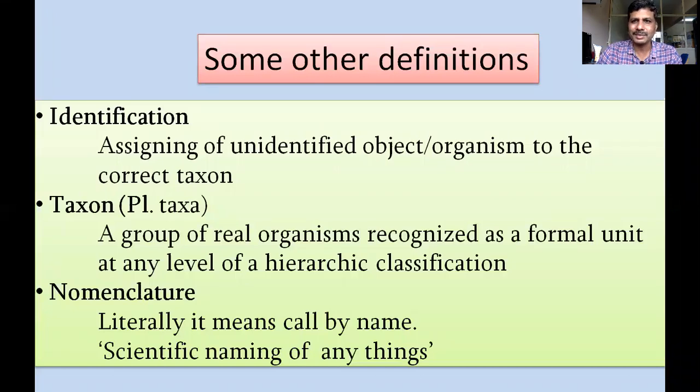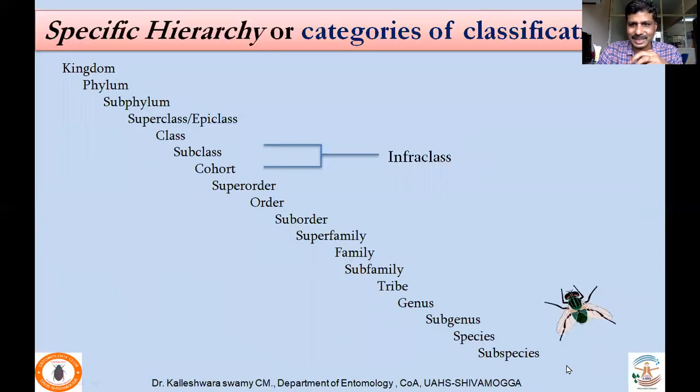So we'll look at the other definitions, which are also very important when you are talking about taxonomy. Identification: assigning an unidentified object or organism, the specimen which you have collected, to the correct taxon. So taxon means a group of real organisms recognized as a formal unit at any level of hierarchical classification. Say, for example, the specimen which you have collected, Musca domestica, I'll take this example. You may identify up to species level. Okay, that is the naming. Identification may be at subgenus level or genus level. Okay, Musca, the genus level, you will not be able to identify to species level. That's what I'm telling you today. To which family it belongs, which order it belongs to, Diptera, for example, kingdom Animalia, for example.